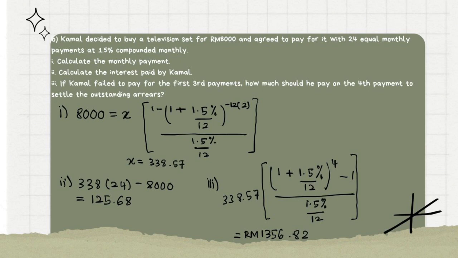So we have to use the future value formula, which is S equals R[(1 plus i) to the power of n minus 1] divided by i. Substitute into the formula, it will be 338.57[(1 plus 1.5% over 12) to the power of 4 minus 1] divided by 1.5% over 12. So we will get 1356.82.